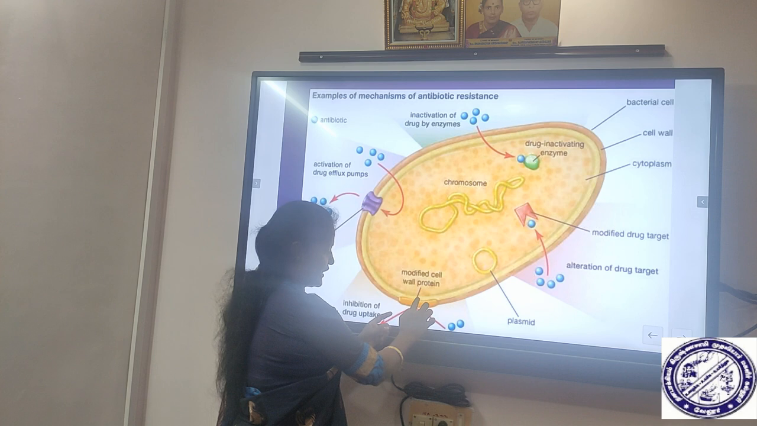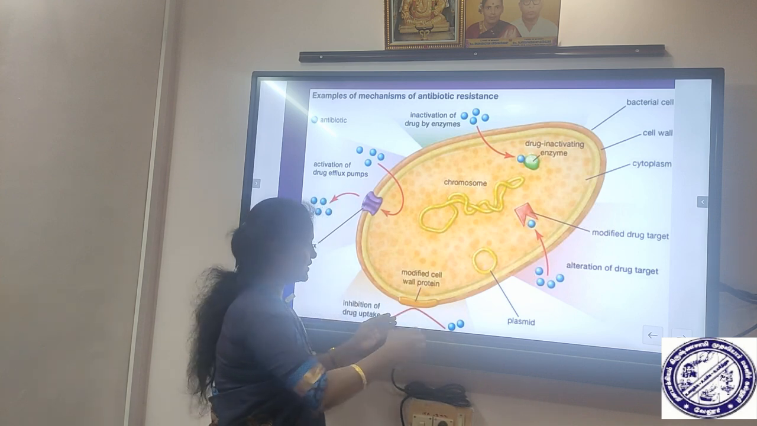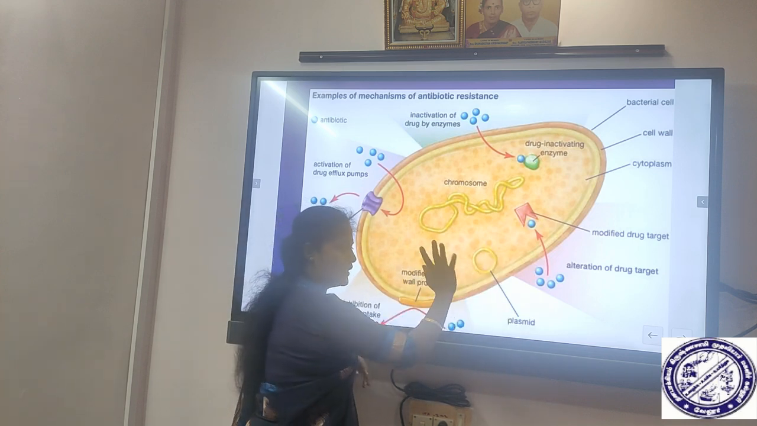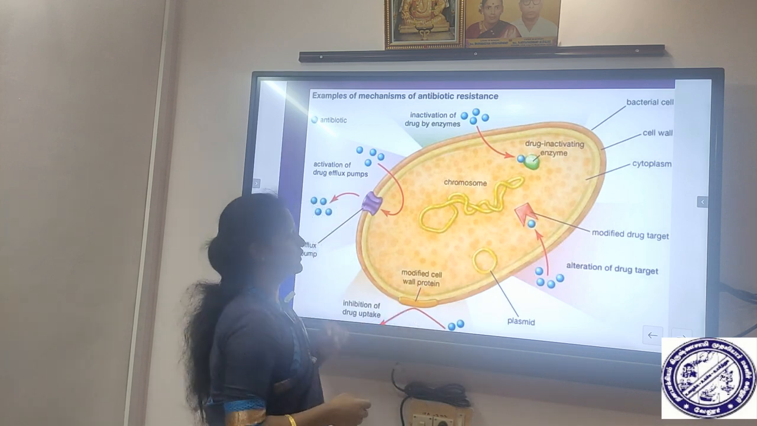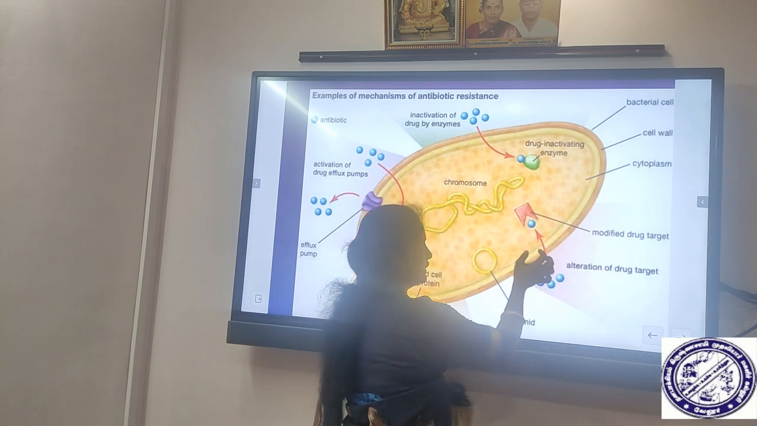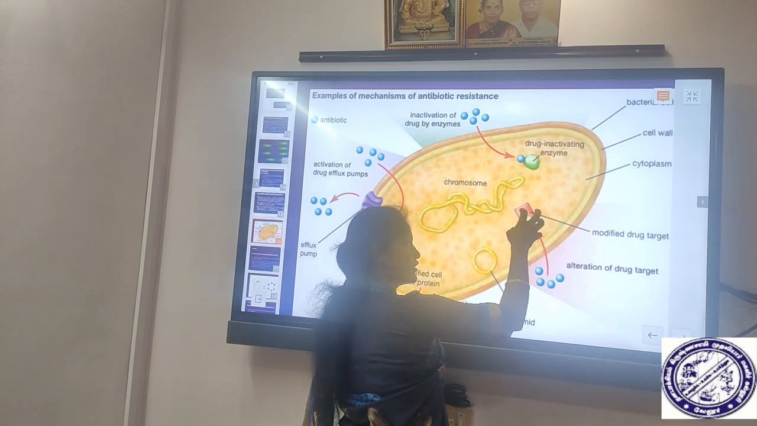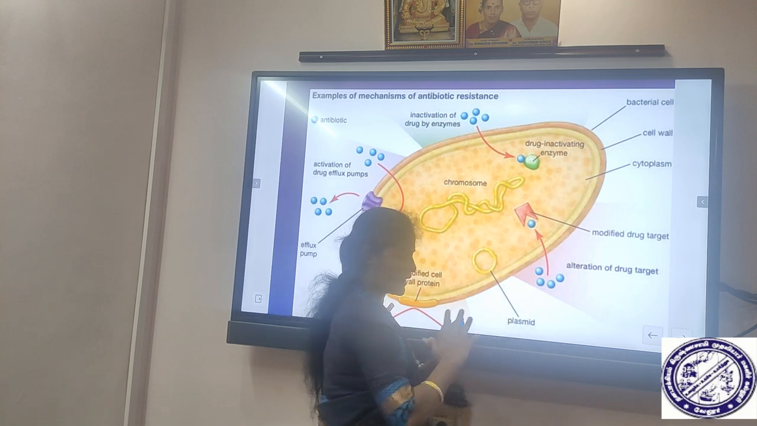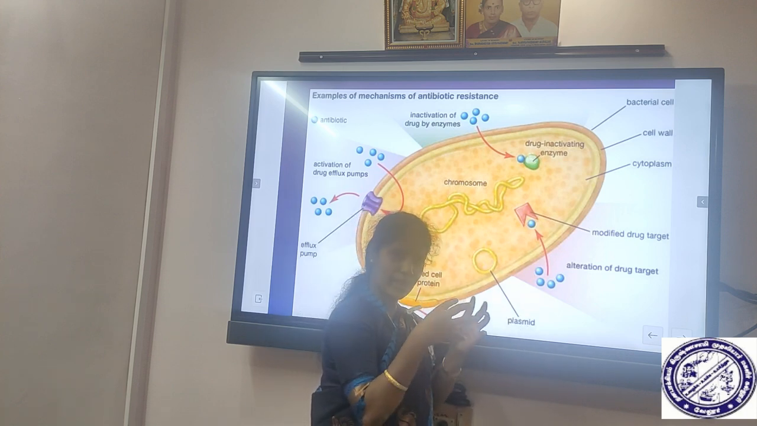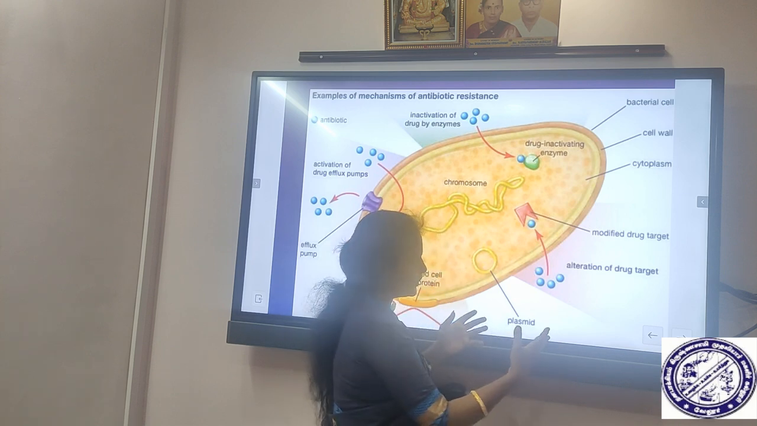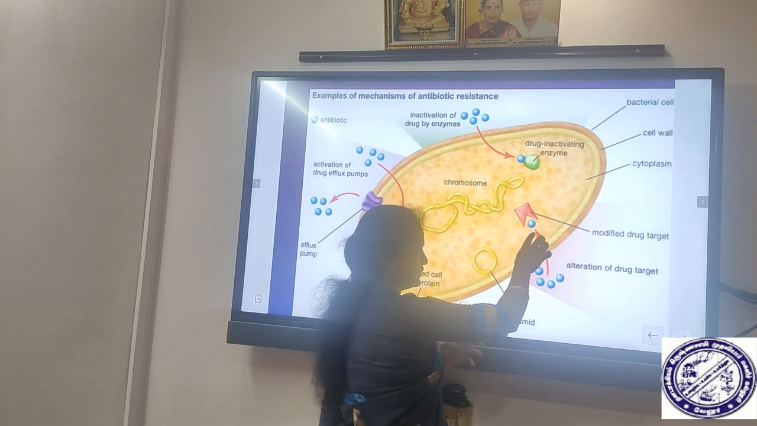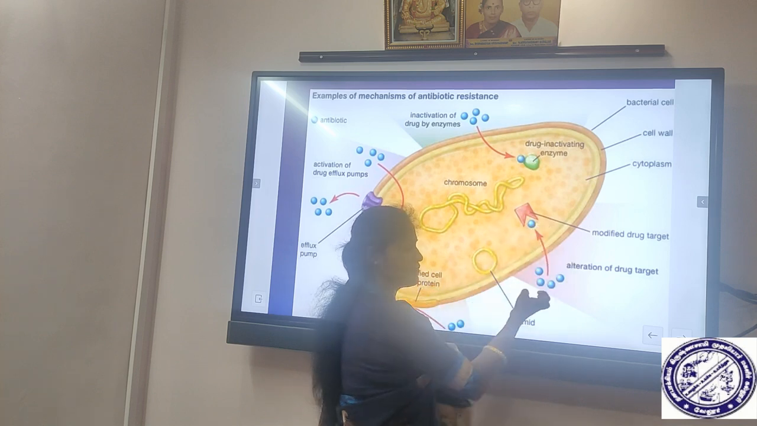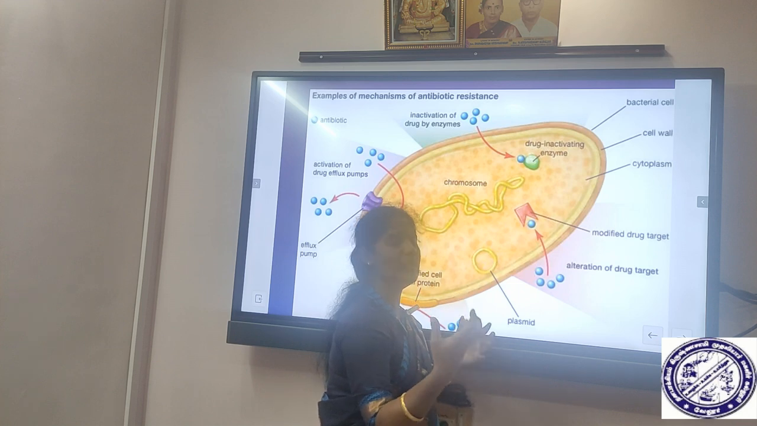And the binding site: the inhibition can be expressed through modified cell binding sites and through the presence of plasmid, and the organism can express antimicrobial resistance. And alteration of drug target. This is the binding agent which binds with the antibiotic. So when the antibiotic enters inside the organism, the bacteria will change the site, so there is no proper binding site for the antibiotic. There is an alteration in the structure of the site. That is why the antibiotic is unable to bind with the binding site, so the organism will escape. It develops antimicrobial resistance.